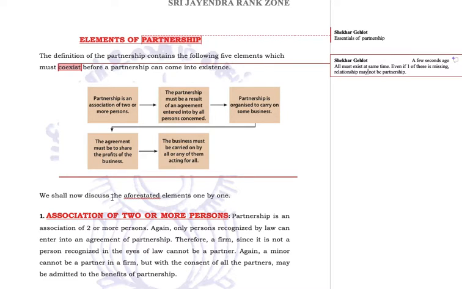Let's substitute this "may" with "shall". Relationship shall not be a partnership. That means all these five, and the coexistence of these together, is mandatory because of the definition given in the Act, and we are bound by the Act only.